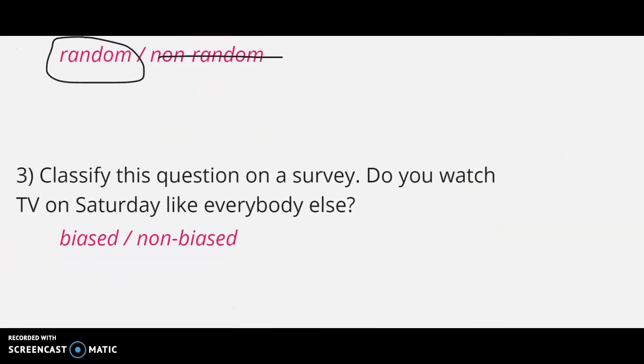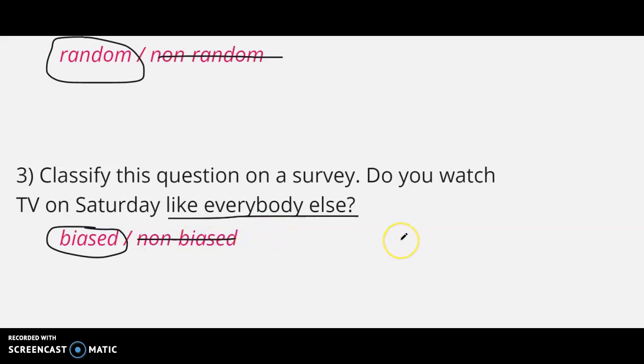Okay, now we're going to talk about classifying surveys, whether they're biased or non-biased. Biased shows that the line of questioning is sometimes leaning to get the person who's being surveyed to answer one way or the other. Okay, so there's a question on a survey: Do you watch TV on Saturday like everybody else? The phrase like everybody else is pushing the person answering this question, oh, everybody else watches TV on Saturday, so I must too. Because of that little phrase, that makes it a biased sample.